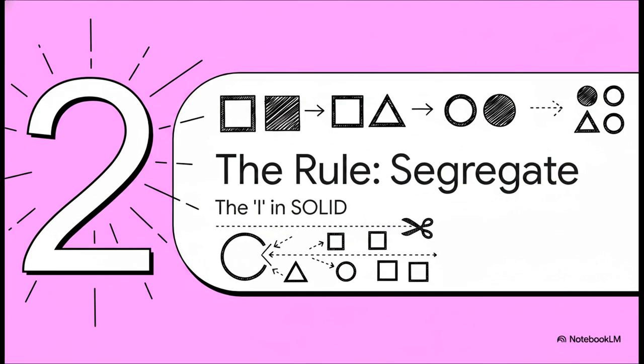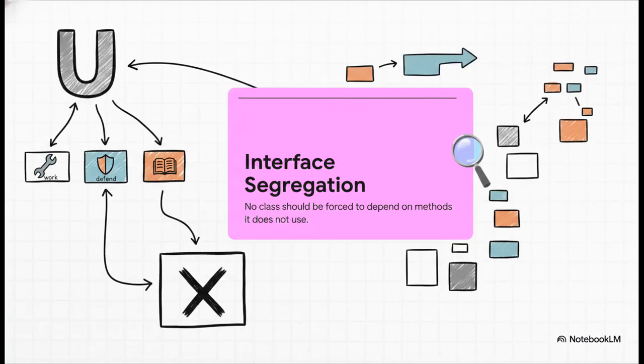Now, the solution, thankfully, is really elegant and super powerful. The Interface Segregation Principle. I mean, the name pretty much gives the game away. We need to segregate, or break apart, our interfaces. The official definition is perfectly clear. No class should be forced to depend on methods it does not use. If a class says it's going to implement an interface, it shouldn't have to write a bunch of boilerplate code for methods that have absolutely nothing to do with what that class is supposed to be doing.